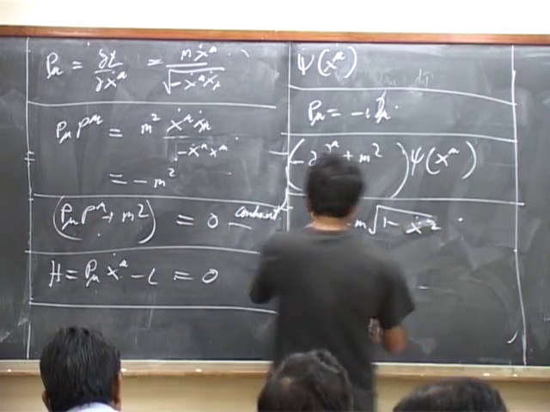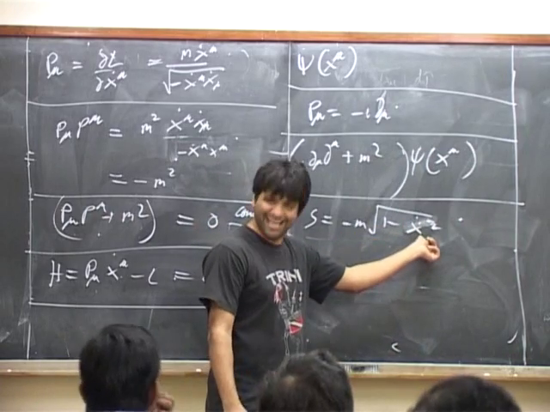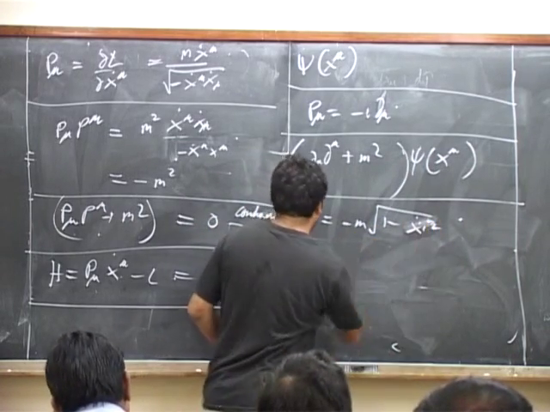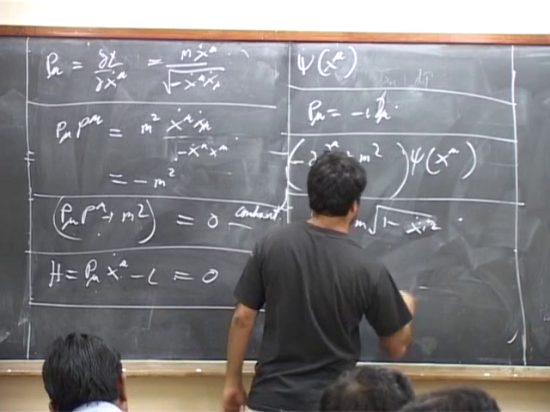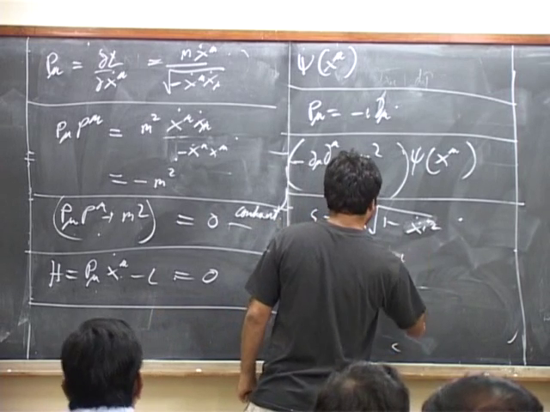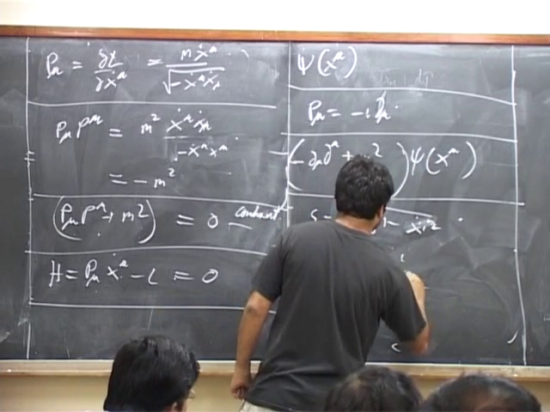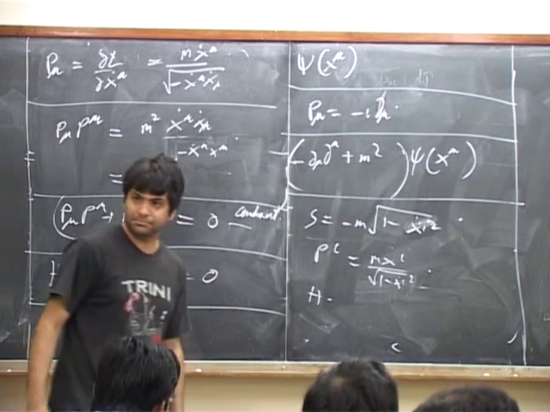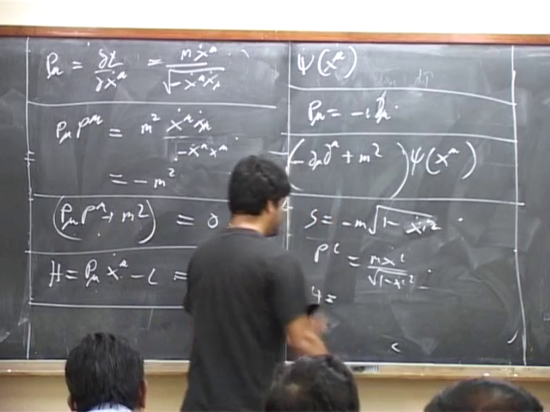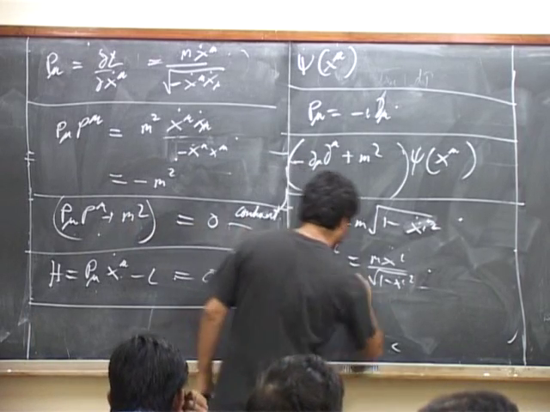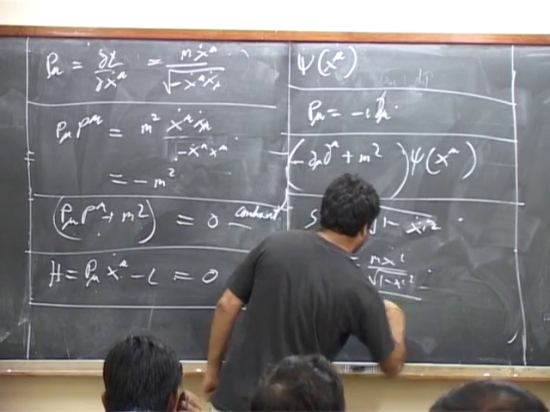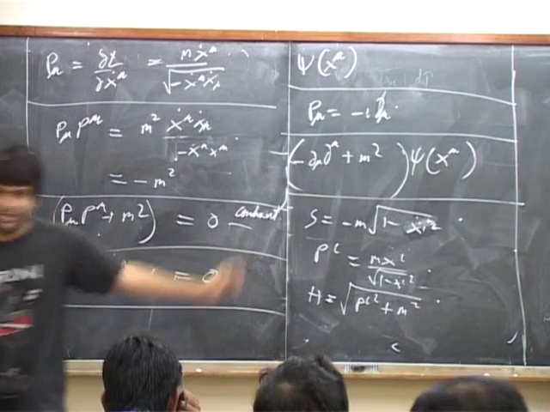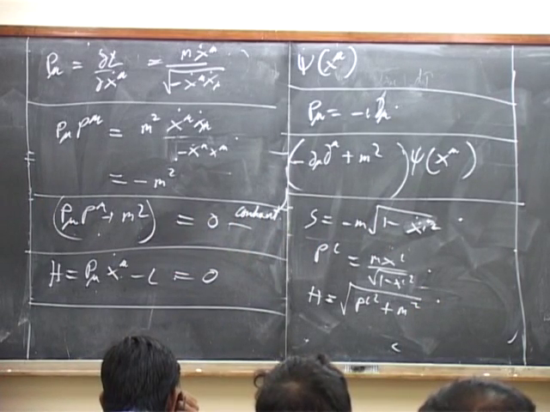Well, the variables are just x i. So what is pi? Pi is equal to x i dot divided by the square root of 1 minus x i dot squared. And the Hamiltonian is equal to, well, you can compute it, but you know what the answer is going to be. It will be pi squared plus m squared. You get the answer, which is something you're all familiar with.